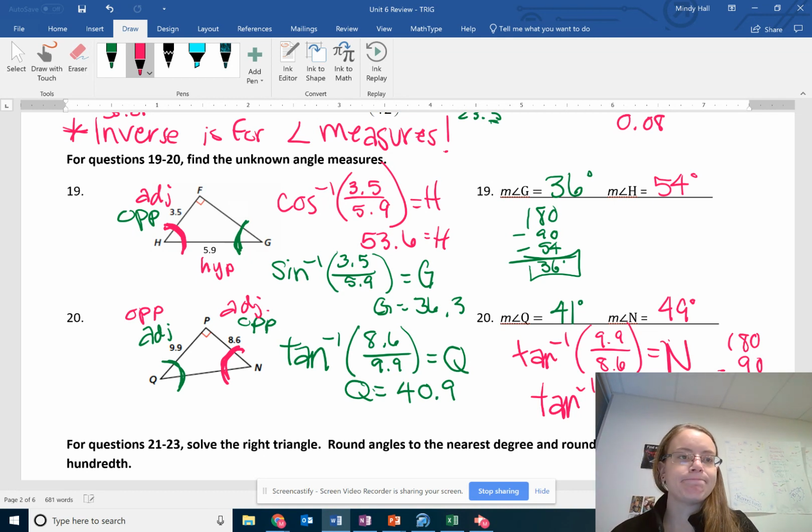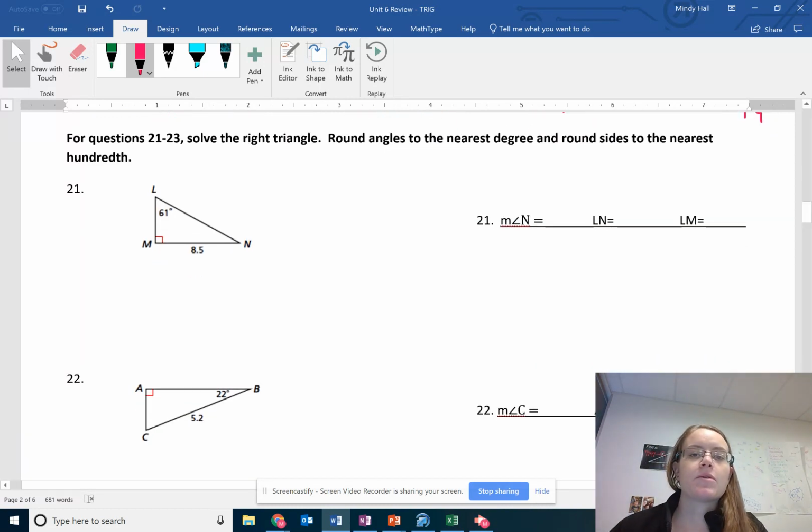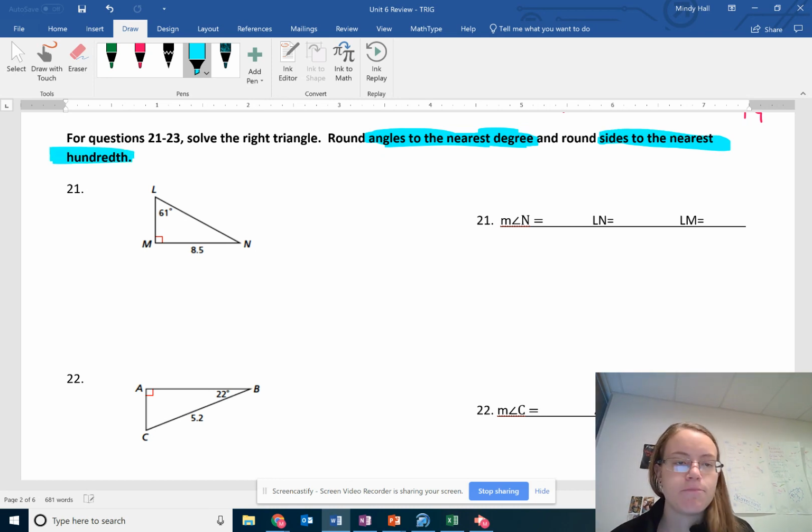Both would have worked. All right, so we have to now solve right triangles. So remember, when you're solving right triangles, you are rounding angles to the nearest degree and sides to the nearest hundredth, because I had a lot of people that were losing half points because they were rounding wrong. So it does not matter where you start. You can start with the sides, you can start with the angles, doesn't matter.